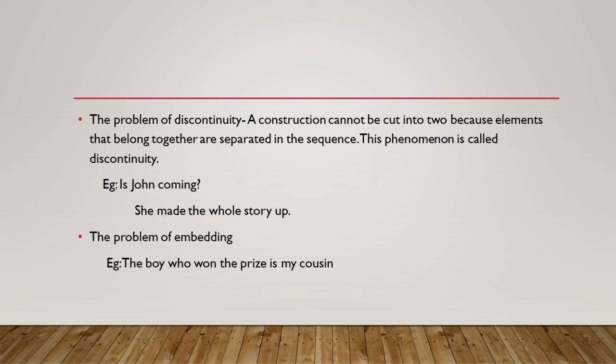Again, the problem of embedding. Look at the sentence: the boy who won the prize is my cousin. Now, here another sentence is embedded into a single sentence. For example, the boy who won the prize is my cousin has got two sentences in it. One is the boy is my cousin. The second one is the boy won the prize. But then IC analysis cannot show that these are two different sentences. Okay, so that is a problem of IC analysis.